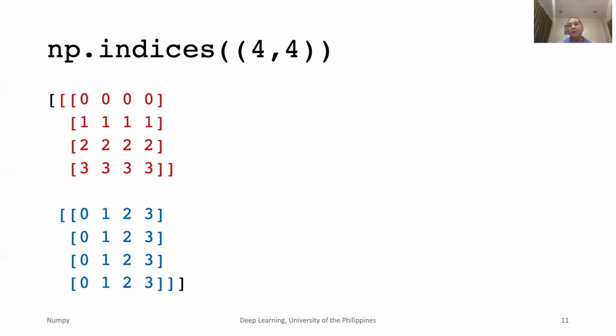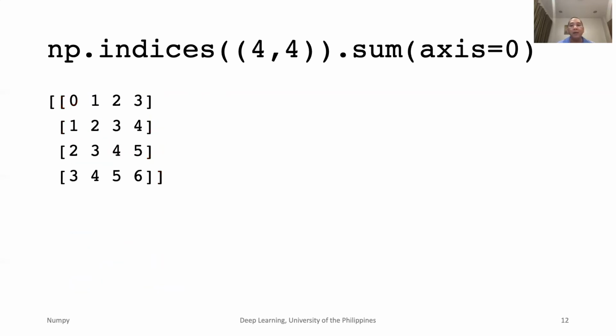Let us examine the chessboard function. The indices method returns the indices of each element of the array. The returned tensor has a shape of 2, 4, 4, or 2 by 4 by 4. The first element, or the red tensor, shows the indices of the first dimension. The second element, or blue tensor, shows the indices of the second dimension. Summing across the 0 dimension, we get an increasing number along each axis.